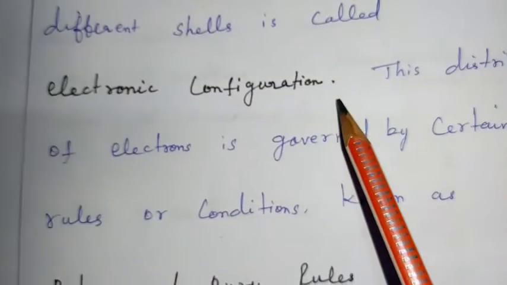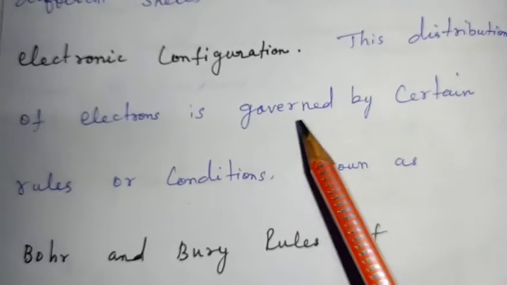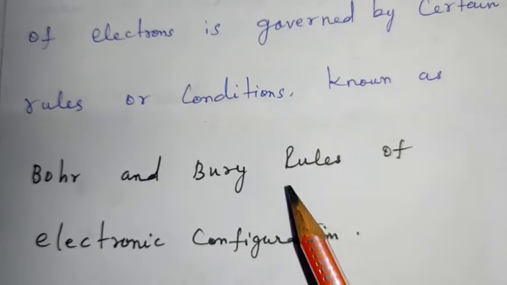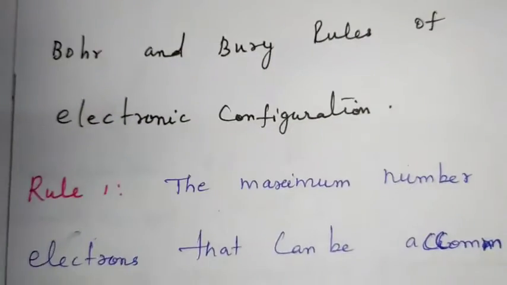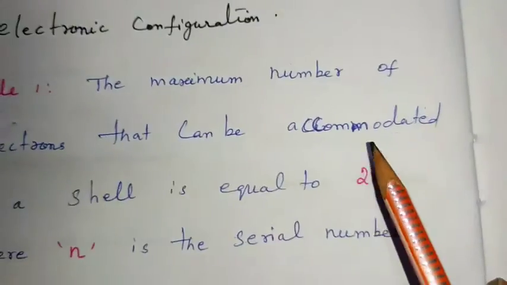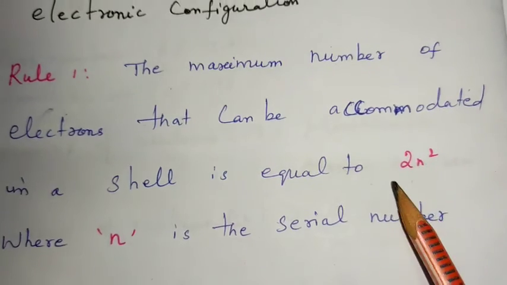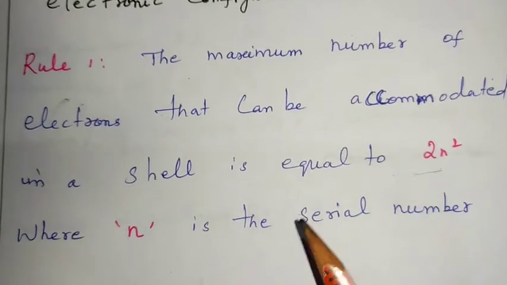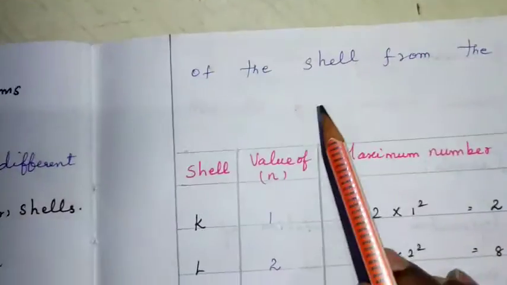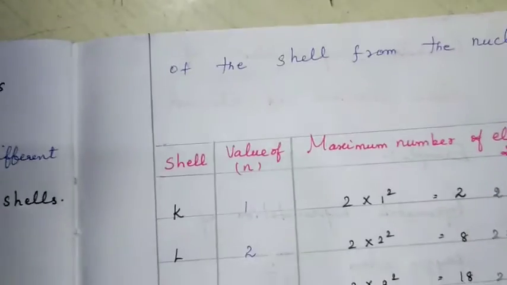We are studying about the electronic configuration of the atoms. The distribution of electrons is governed by certain rules or conditions. What is the name of the rules? Bohr and Bury rules of electronic configuration. Rule 1: the maximum number of electrons that can be accommodated in a shell is equal to 2n square, where n is the serial number of the shell from the nucleus. That n means the number of the shell.